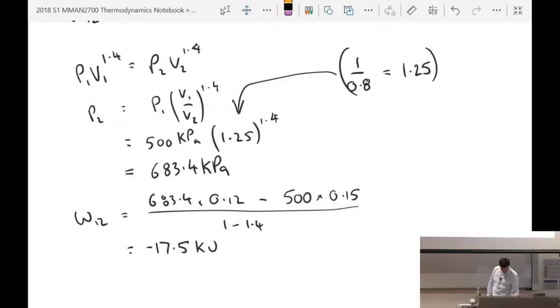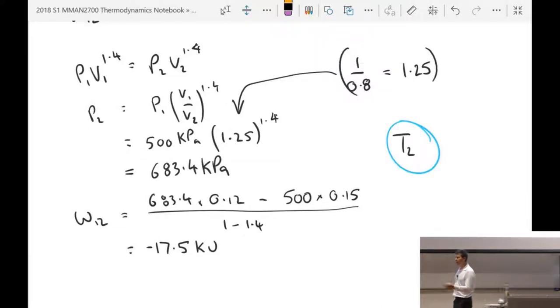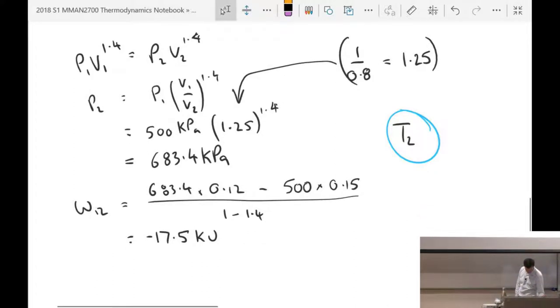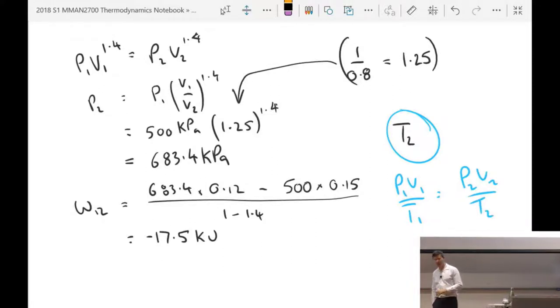The other thing we can calculate is T2, which we won't do, but we can calculate T2 and show that in fact the temperature must have risen. That would come from our combined gas law that says P1 V1 on T1 equals P2 V2 on T2. I didn't give you a T1, but you just say ambient conditions, 20 degrees C. This ratio only works if these temperatures are in Kelvin. But you can satisfy for yourself that when you compress an ideal gas ideally, the temperature rises. And that's not necessarily something that's intuitive.